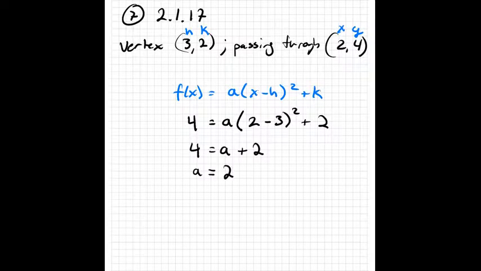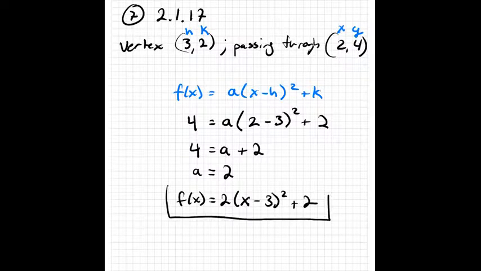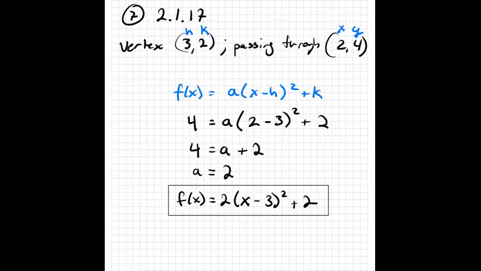So then our function, our f of x, ends up being 2 times x minus, what's our h, is 3 squared plus 2. We can check this. We can, given the x, make sure that it has the proper corresponding y. So then when x is 3, 3 minus 3 is 0. The answer is 2. That's correct. When x is 2, negative 1 squared is 1. 2 plus 2 is 4, which is correct. So I'm going to stand by this.